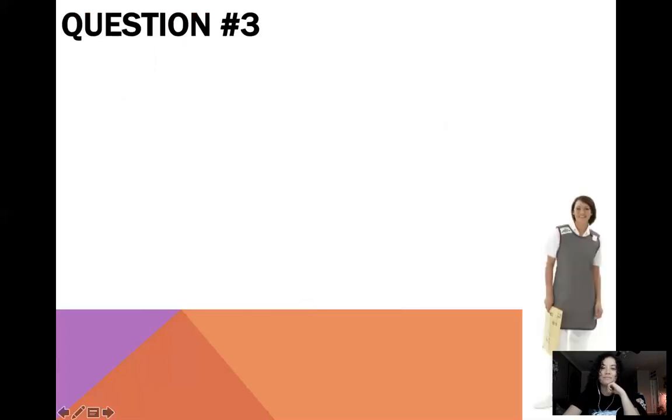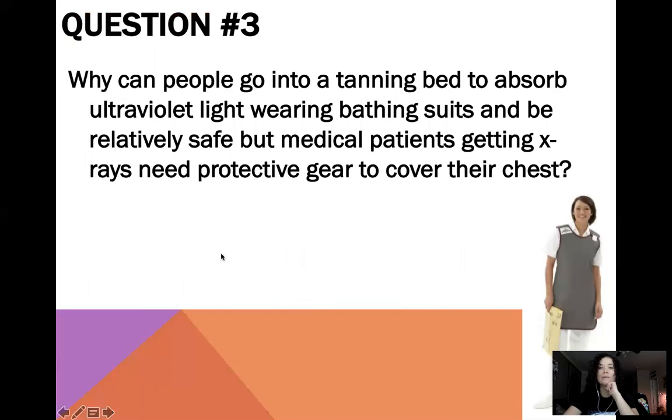All right, next question. Why can people go into a tanning bed to absorb ultraviolet light wearing bathing suits and be relatively safe, but medical patients getting x-rays need protective gear to cover their chest when they get an x-ray? So if you've ever gotten an x-ray, especially at the dentist, they put a lead apron on you while you are getting x-rayed. If you get an x-ray for a broken arm, right, they'll make you wear a lead apron to cover as much of your body as possible. Why is that? Take a second, pause me, write down your answers.